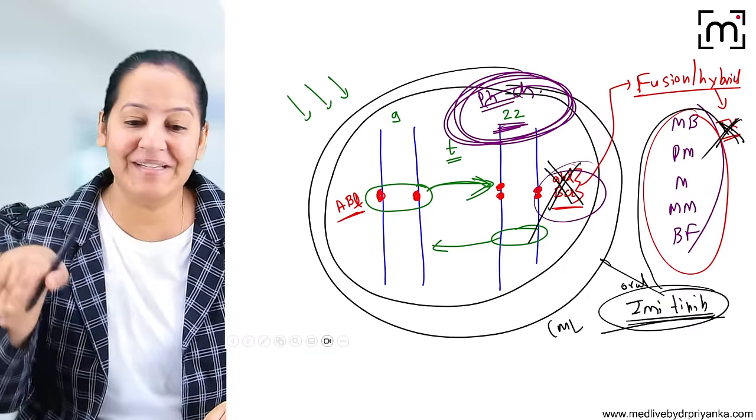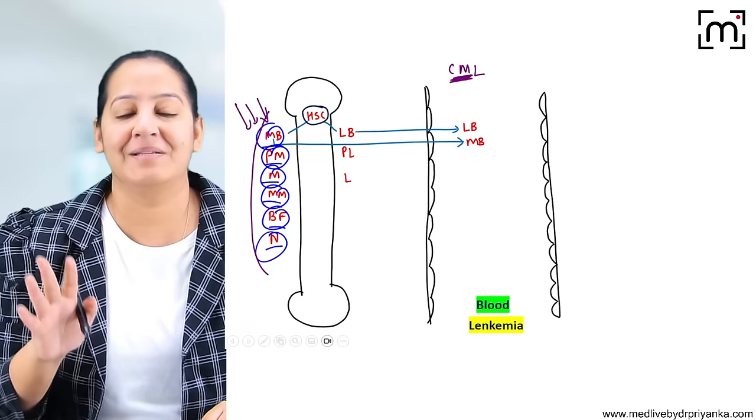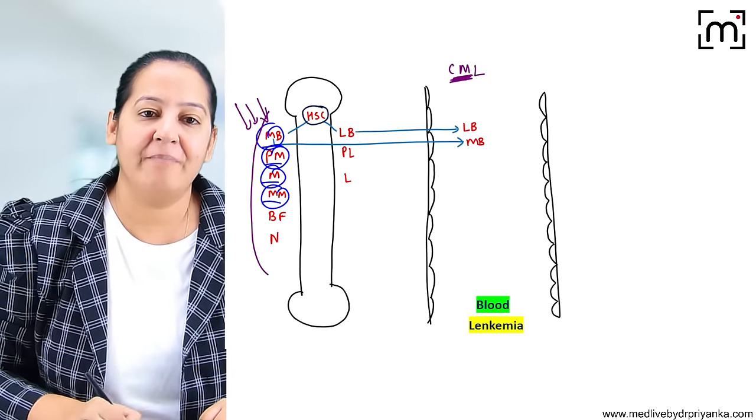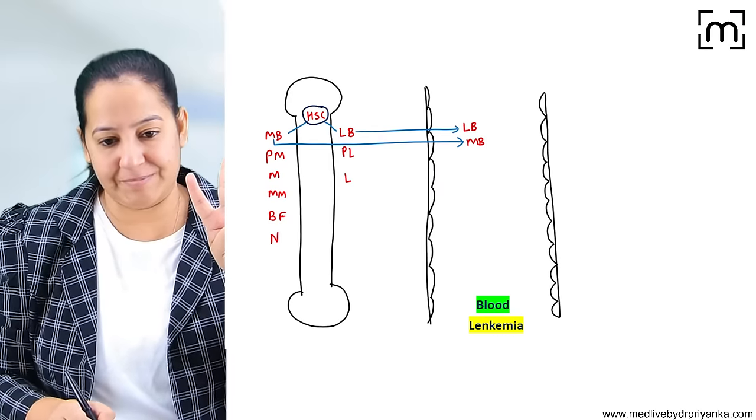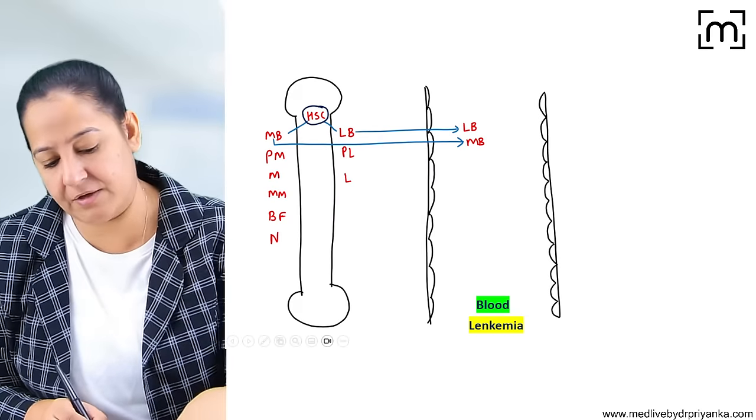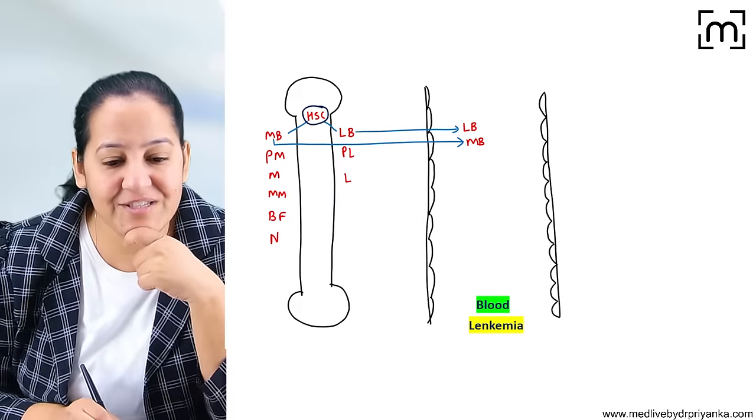So this is the complete story for CML. So tell me what is happening. Say, ma'am, we understood this master diagram. Now, in this diagram only, I will teach you 4 leukemias. Please understand. I taught you the first one, the pathogenesis of the first one. You tell me what is happening in the first one.